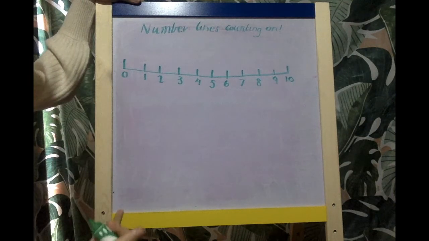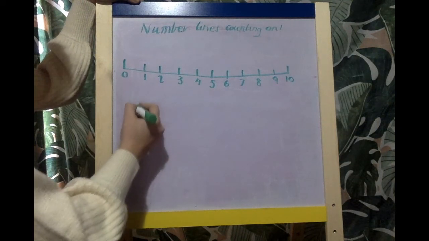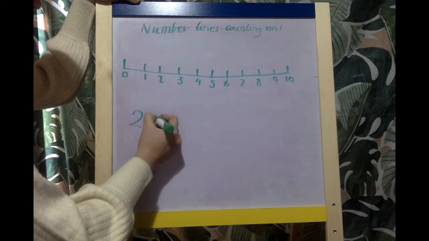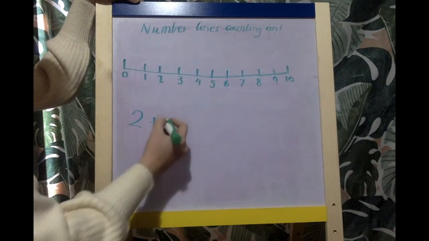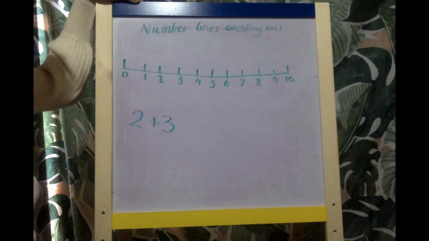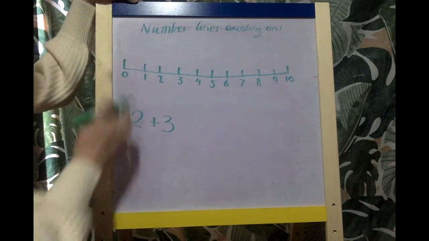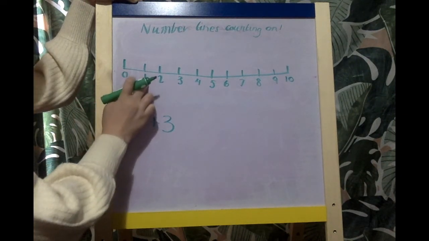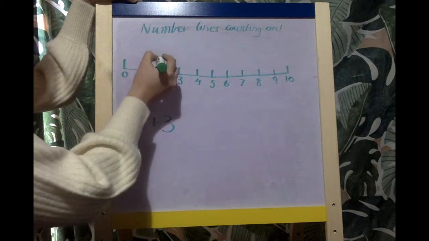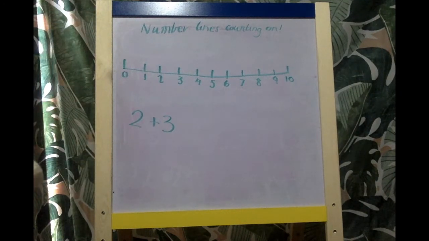Now, the sum that I'm going to start with first is 2 plus 3. Let's do 2 plus 3. Now to start out using our number line correctly, we're actually going to start at 2. Now we can see number 2 is there, so we don't need to count 0, 1, 2. We don't need to do that. We can start at 2.